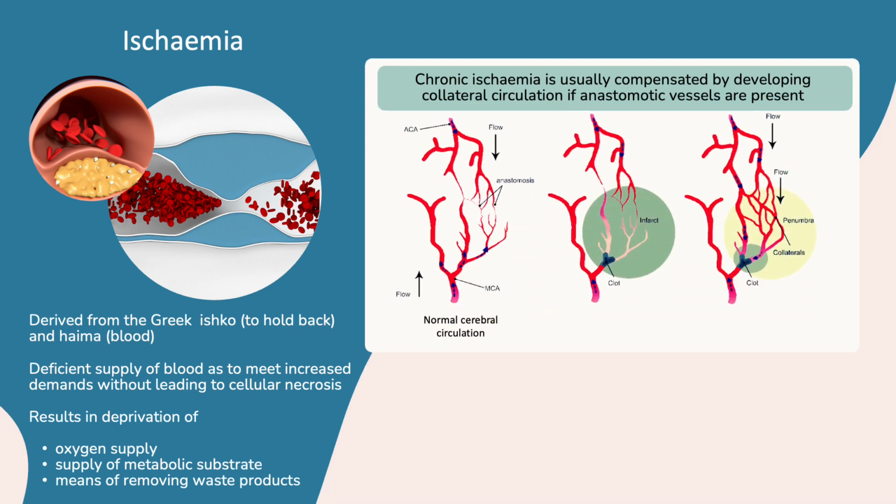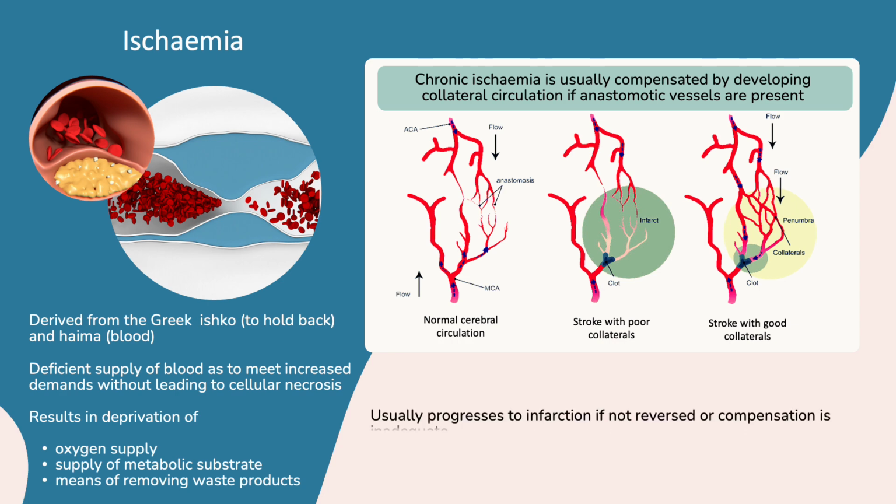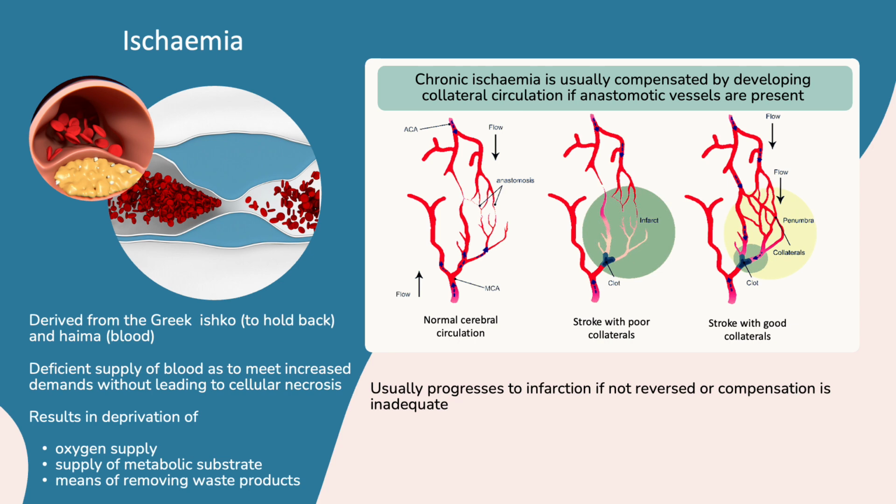Chronic ischemia is usually compensated by developing collateral circulation from adjacent anastomotic blood vessels if they are available. And ischemia would usually progress to infarction if it is not reversed or there is insufficient collateral compensation.